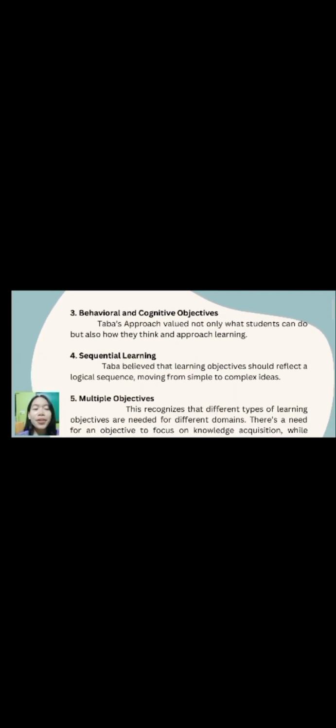We have the behavioral and cognitive objectives. Taba's approach valued not only what students can do, but also how they think and approach learning. Basically, what the students can do falls under the behavioral objectives. Behavioral objectives describe what students should be able to do after the instruction. These are the observable actions or skills.